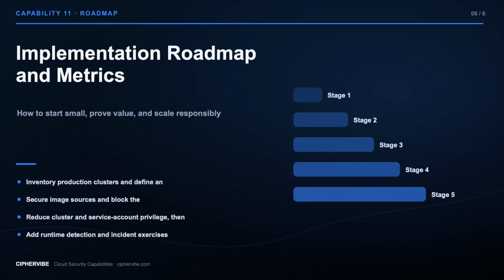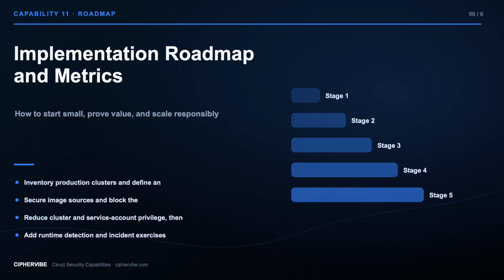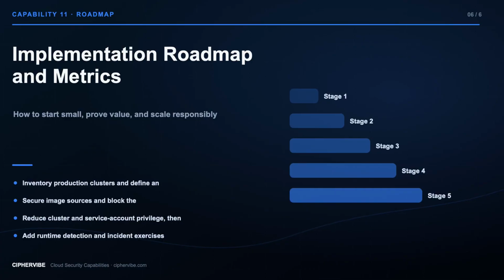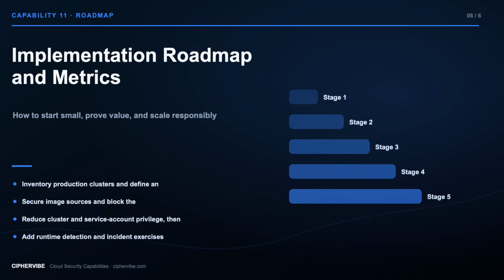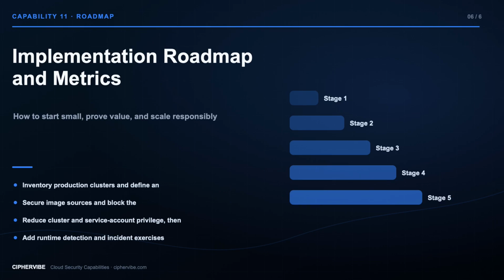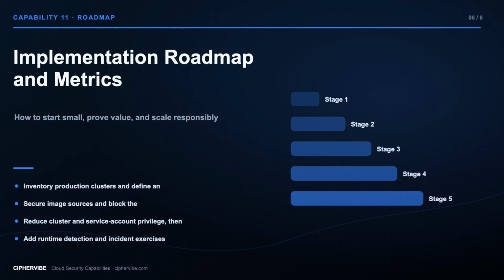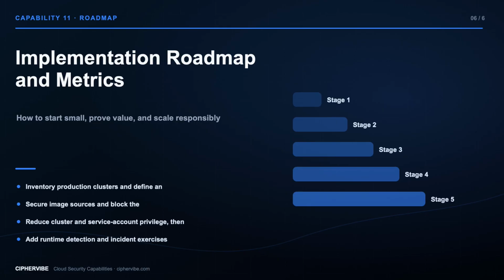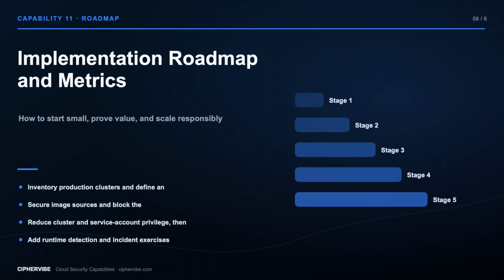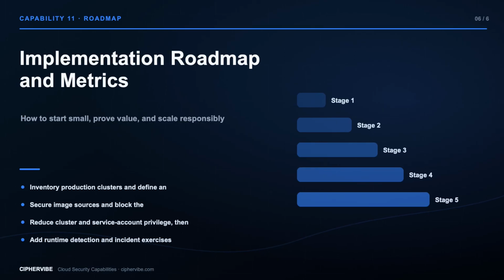A practical implementation roadmap for container and Kubernetes security should build trust before scale. First, inventory production clusters and define an approved workload baseline. Second, secure image sources and block the highest risk workload configurations at admission.